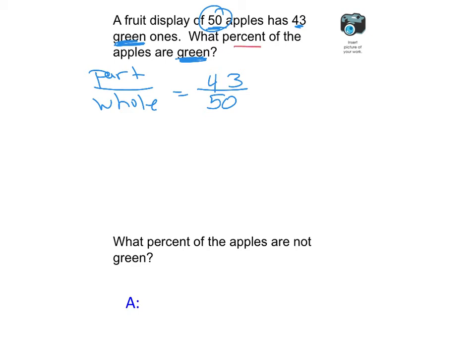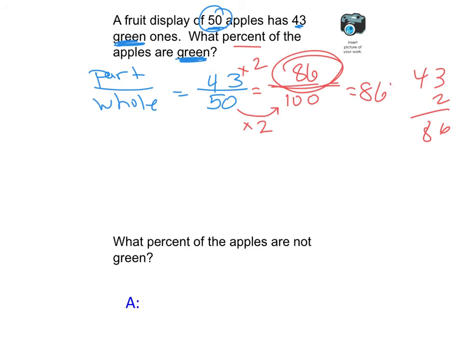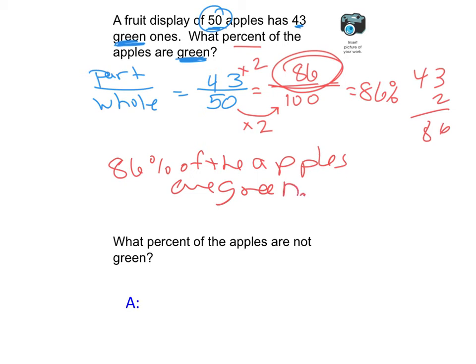So let's pay attention to that. All right, so if I want to know percent, I have to have a denominator of 100. So look at these two. What do you do to 50 to get 100? Multiply it by 2. So what are you going to do to 43? Same thing, multiply it by 2, which is 86. Oops. Can't put my percent up there. But once it's out of 100, you know this is your percent. So now I'm going to write a sentence. 86% of the apples are green.